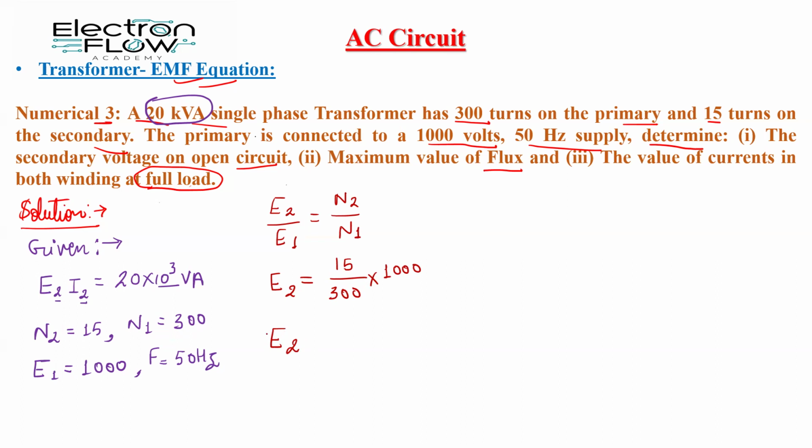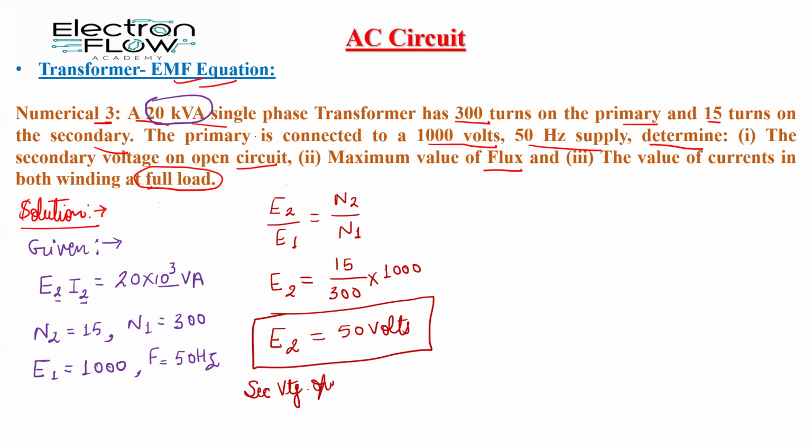So secondary voltage is equal to 50 volts. Okay. So basically this 50 volt is the secondary voltage on open circuit. So basically this is the secondary voltage on open circuit, when the secondary is not connected to any load.